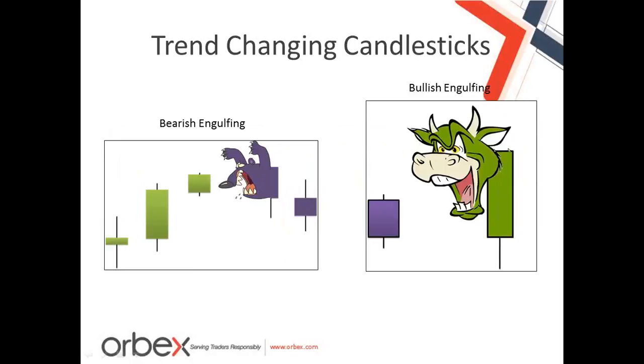One of the other trend-changing candlestick patterns is the bearish engulfing and the bullish engulfing patterns. The bearish engulfing is a reversal pattern during an uptrend.